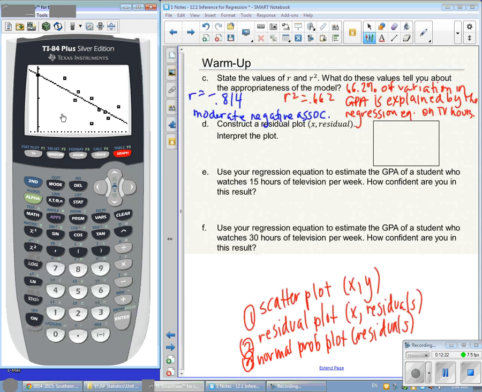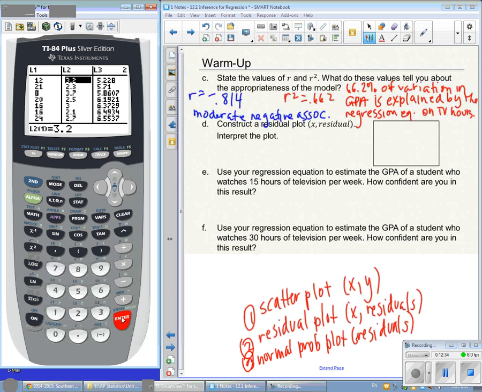It makes a little bit more sense if you're dealing with a curve, because the residual plot will straighten out the curve, and then you can really examine the scatter. Okay, so we're going to go back into our lists if you haven't done this already. What we need to do is put our predicted values in list 3. So a residual is always going to be your observed y value minus the predicted. And so to get the predicted, I have to insert my equation.